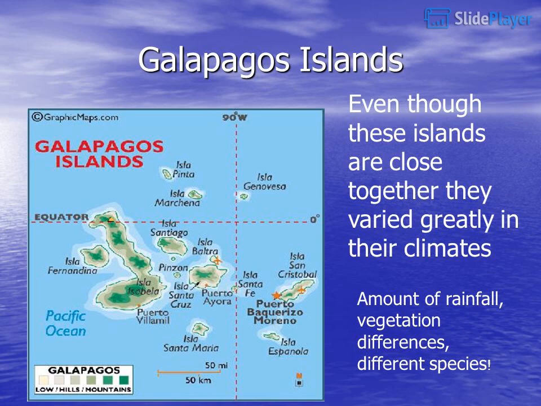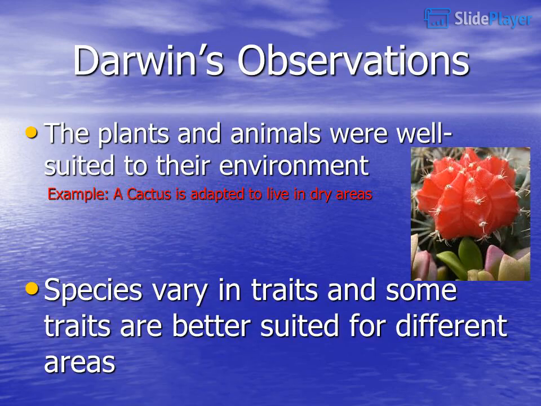Galapagos Islands. Even though these islands are close together, they varied greatly in their climates, amount of rainfall, vegetation differences, and different species. Darwin's observations: the plants and animals were well suited to their environment. Example, a cactus is adapted to live in dry areas. Species vary in traits, and some traits are better suited for different areas.